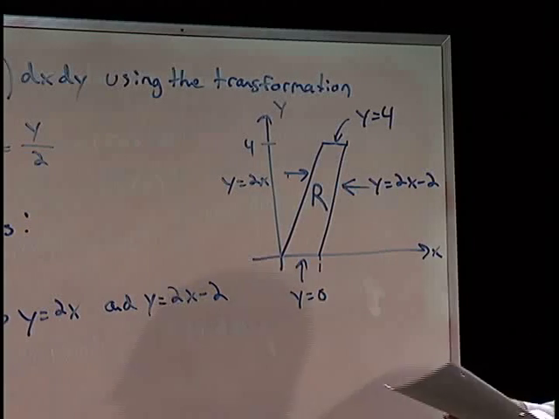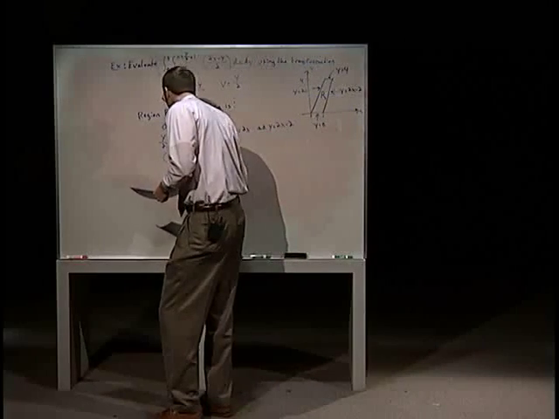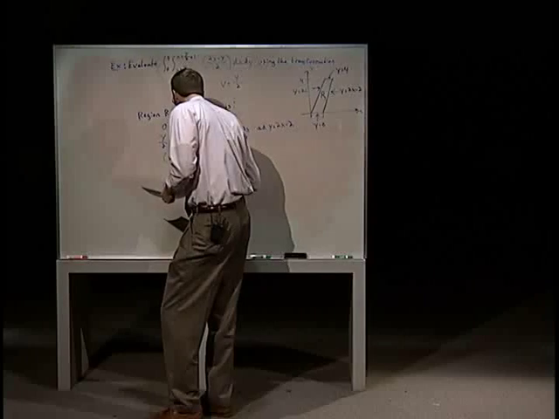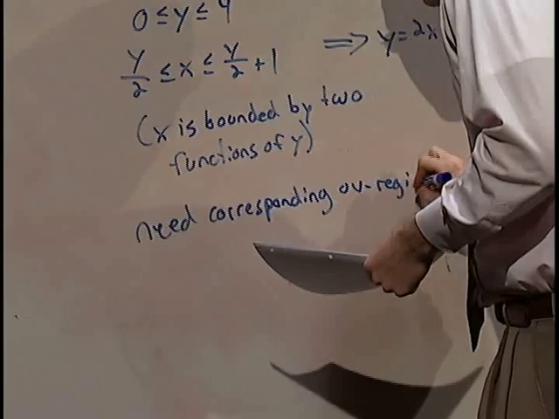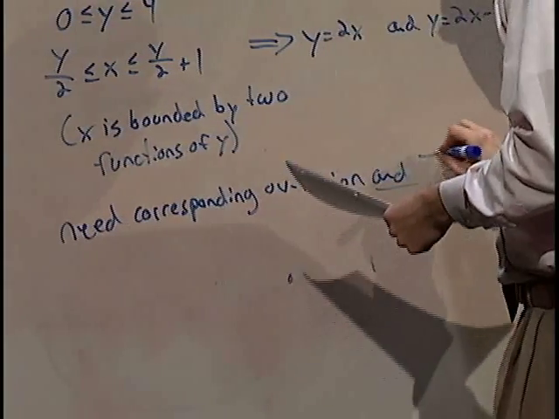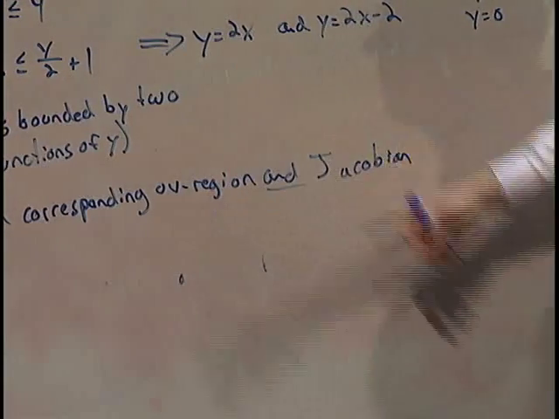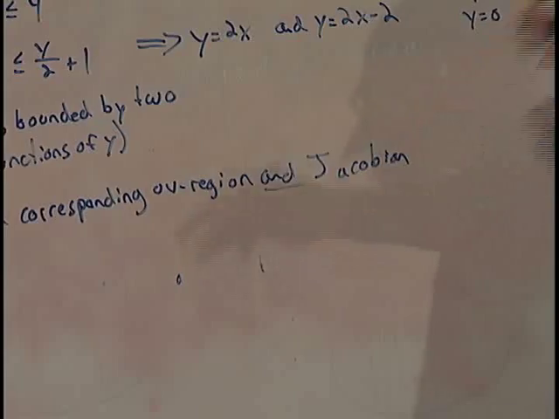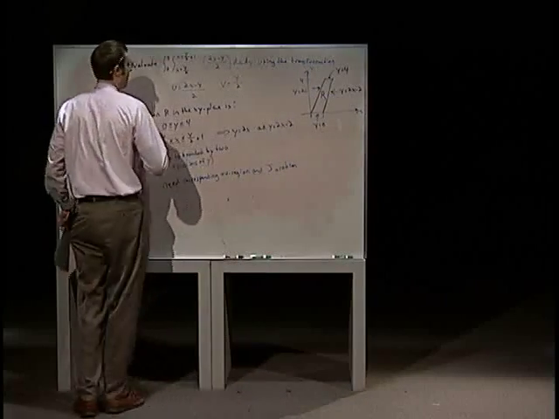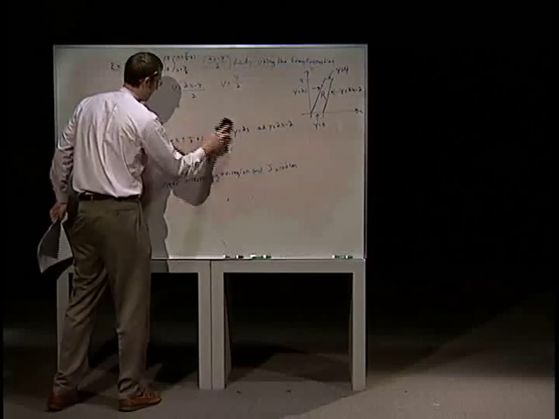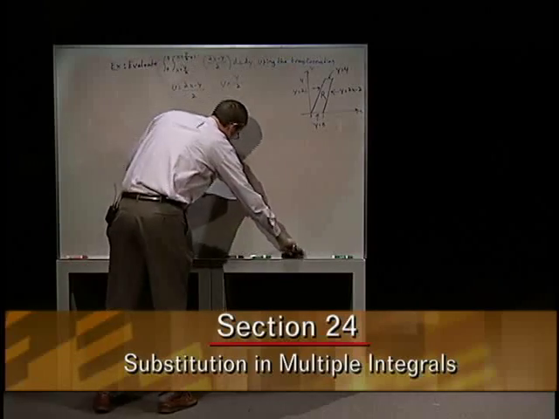All right, so now our goal is we have this region. We need 2 things. We need a corresponding UV region and a Jacobian. Right? We need a corresponding UV region and the Jacobian. Okay? So let's get those things. So let me erase everything down here. I'll leave up the R region at this point.